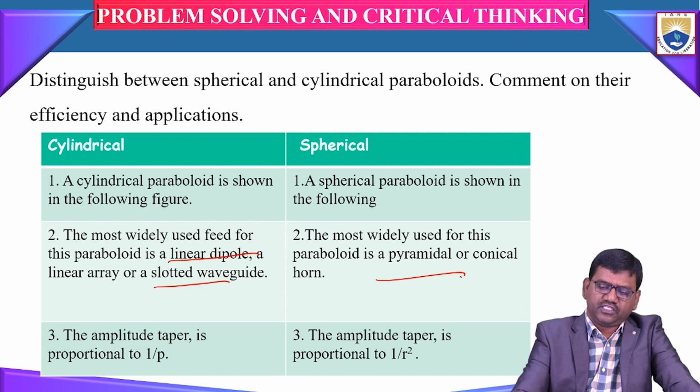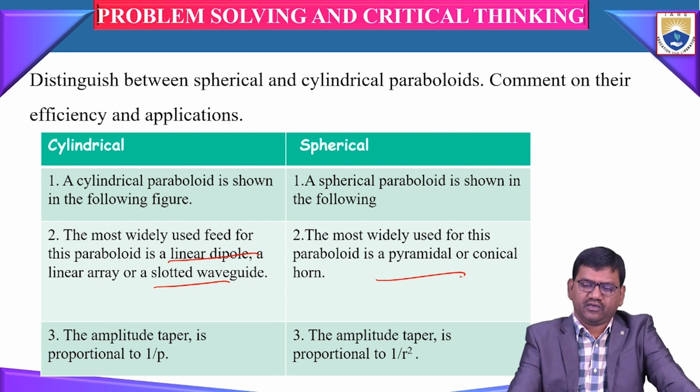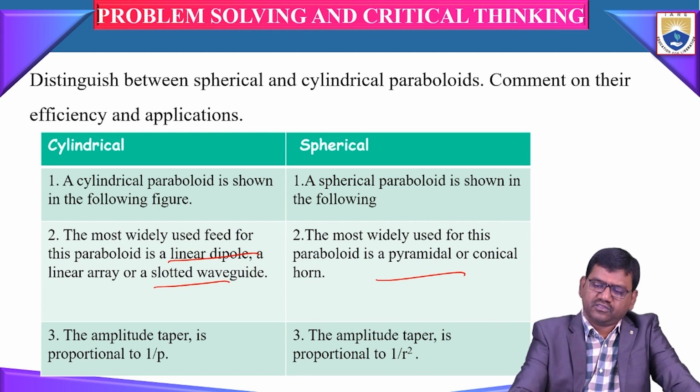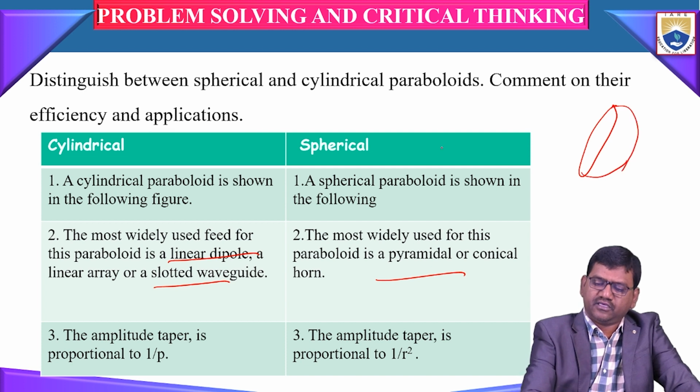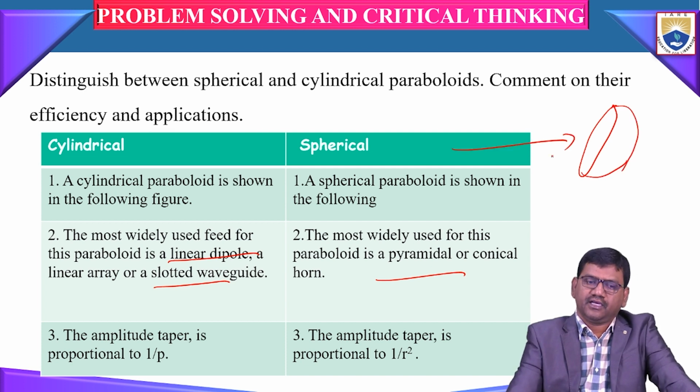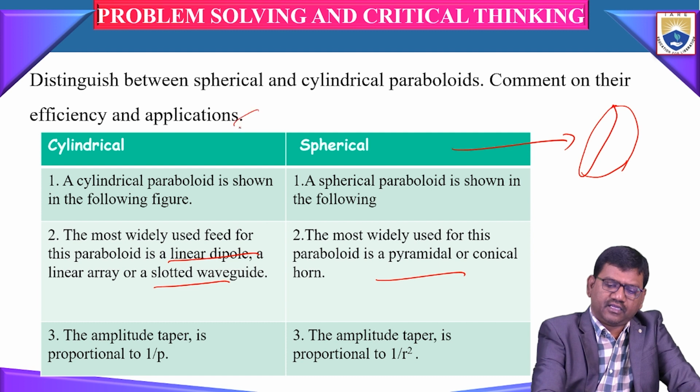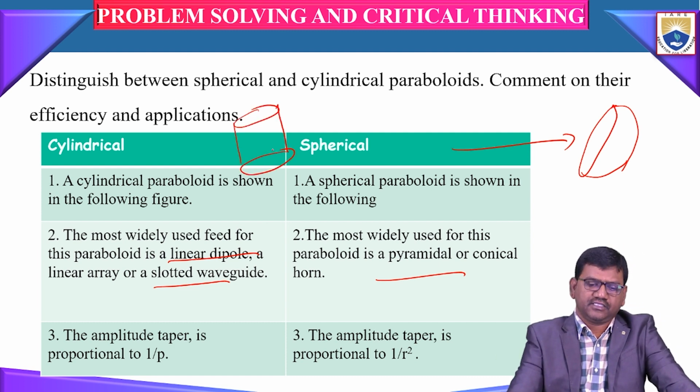The most widely used feed for the spherical parabola is a pyramidal or a conical horn. So for a spherical, we use the pyramidal or a conical horn. So this is the shape of the paraboloid. This is the shape of the spherical parabola. On the cylindrical, it will be like this. This is the cylindrical paraboloid.